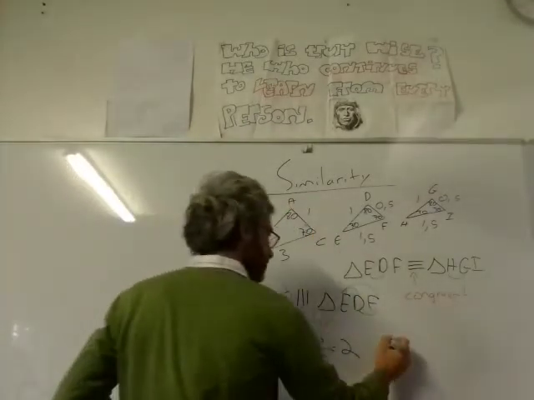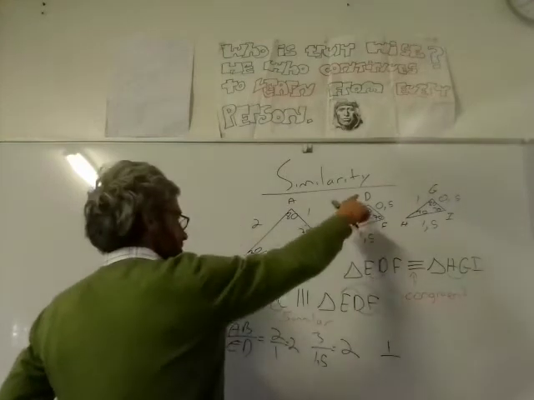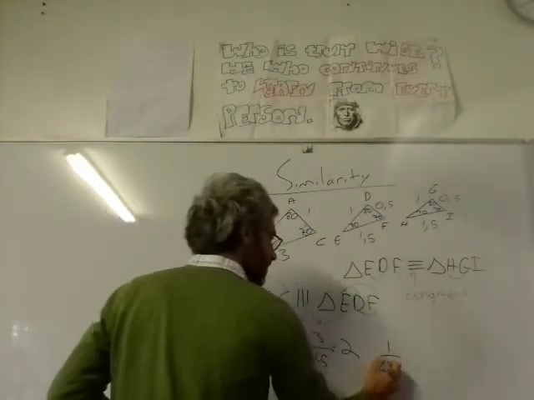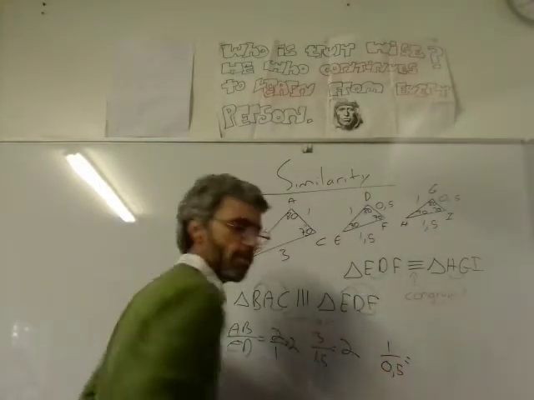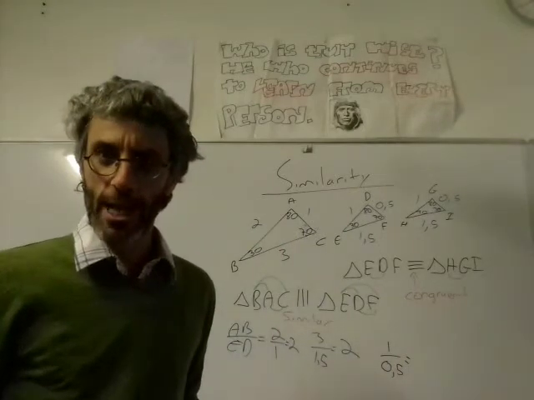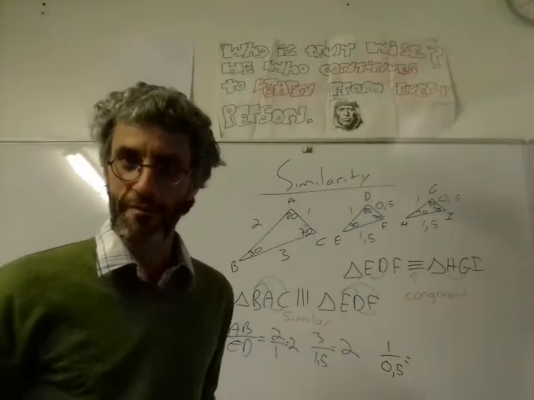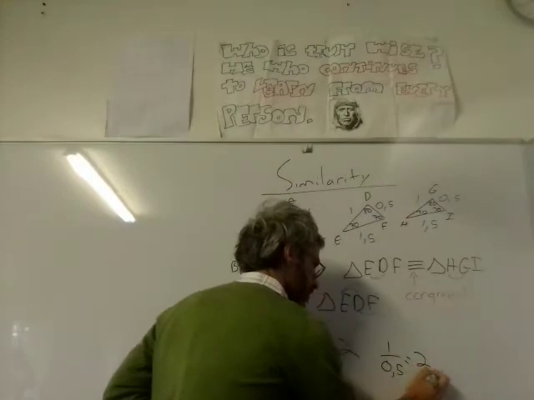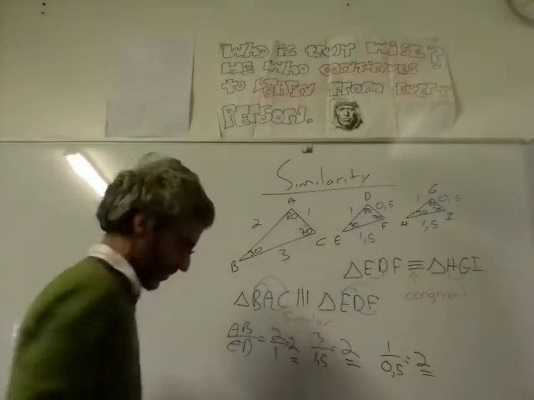AC is 1. DF is 0.5. 1 divided by 0.5. Can you do it without a calculator? 1 divided by half. That is 2.